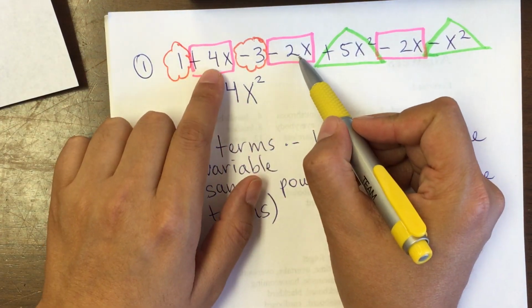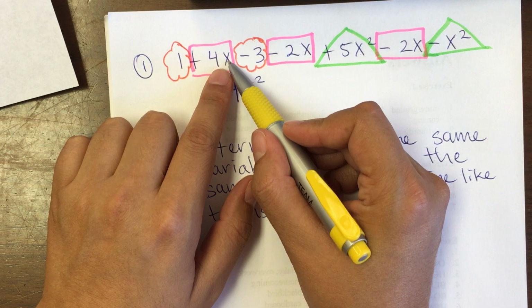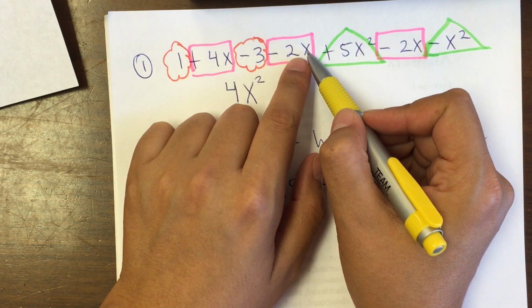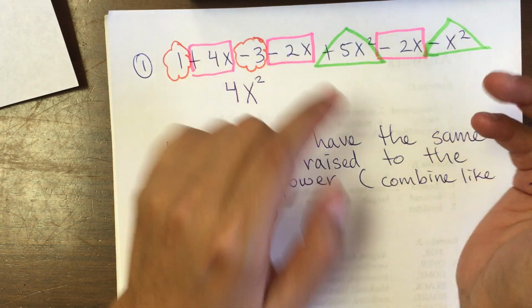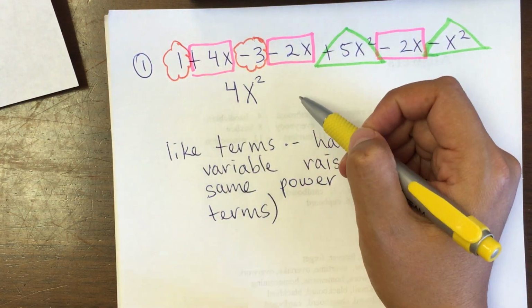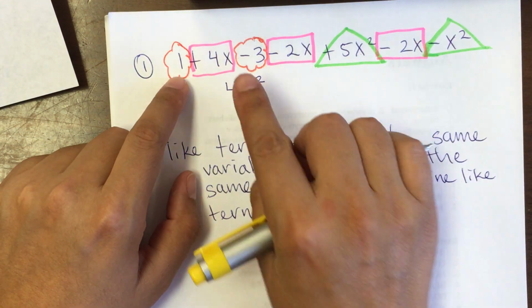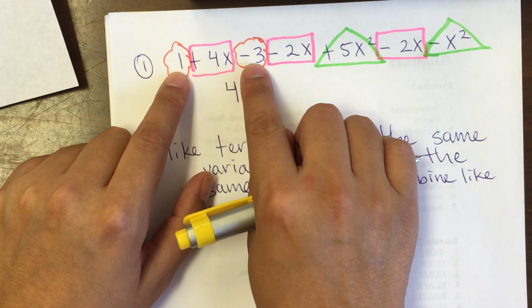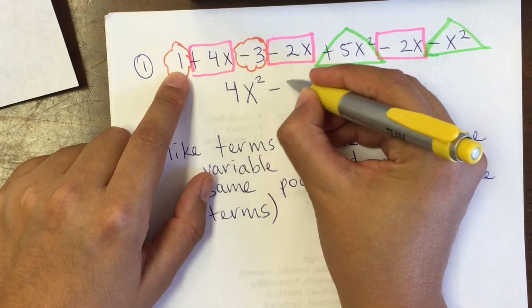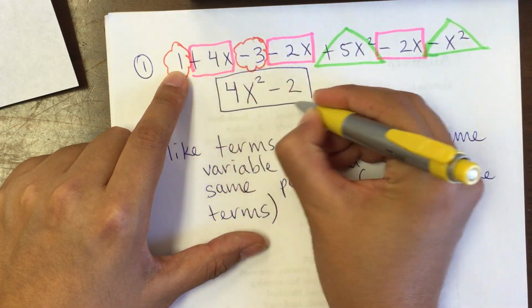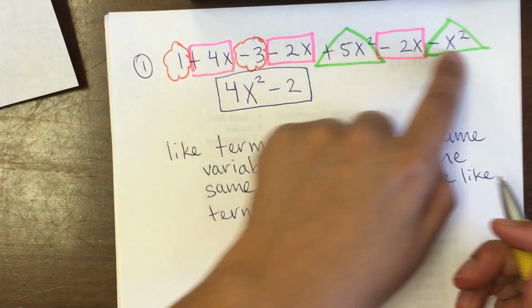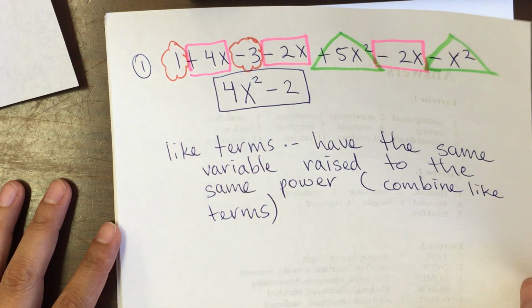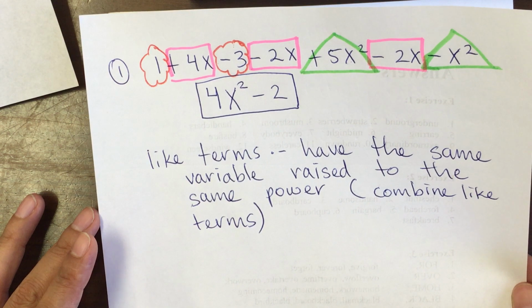For my x, I have 4x minus 2x, that will be 2x, minus 2x, that's 0x, so I don't need to put it. And then for my constant, I have 1, but then I owe 3, so 1 minus 3 is -2. So that will be my answer for this first example. Okay.